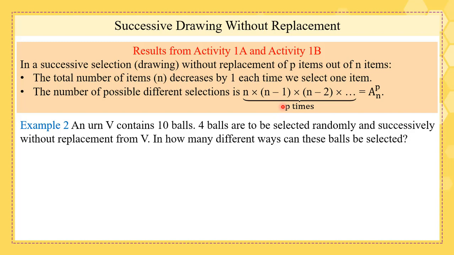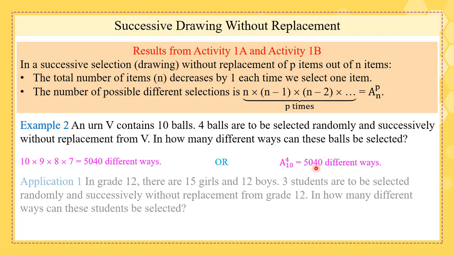So according to this result here, the number of ways would be 10, which is the total number of balls, multiplied by 9, multiplied by 8, multiplied by 7, and this would be 5040 different ways. Or we can use the arrangement, which is here. A, from 10 items, we need to choose 4 items, and this would be the same using the calculator.